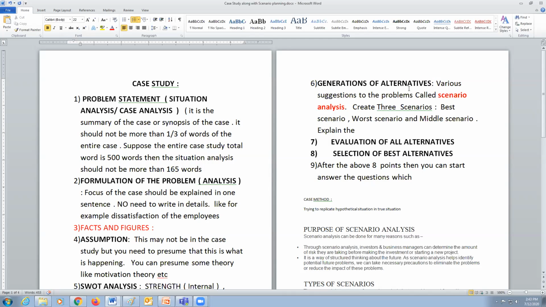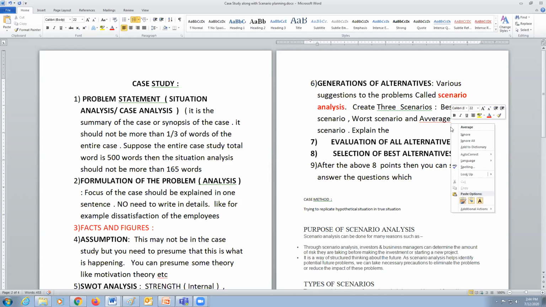In other words, before you take off the flight, you have already planned. If option A doesn't work, I will take option B. If option B doesn't work, option C. So you need to generate ideas, generate alternatives. So create 3 scenarios. What you call best scenario, worst scenario, and average scenario. Okay, that needs to be done.